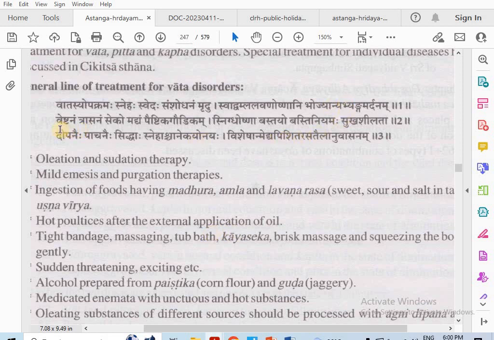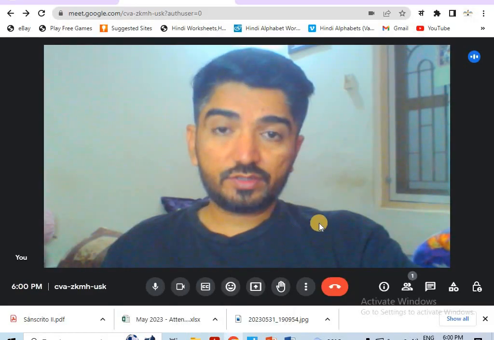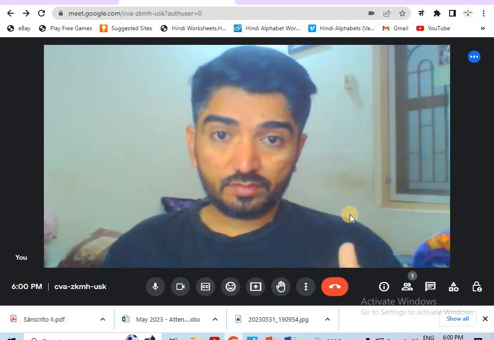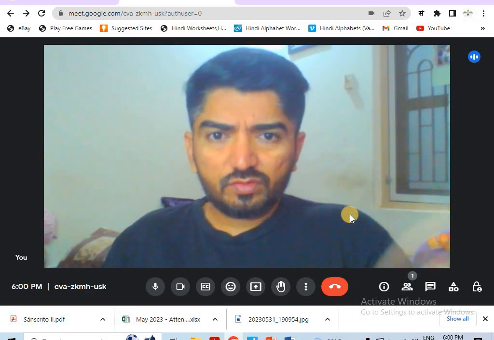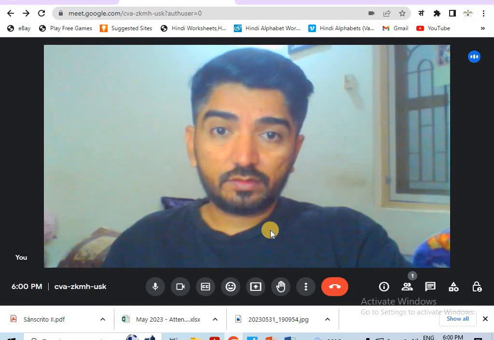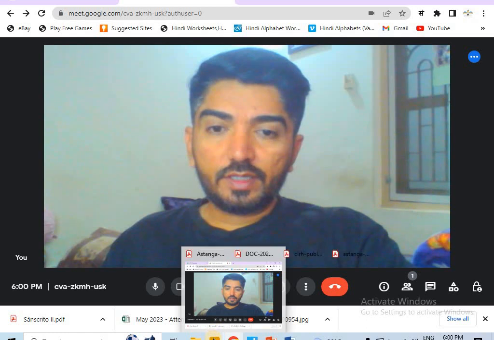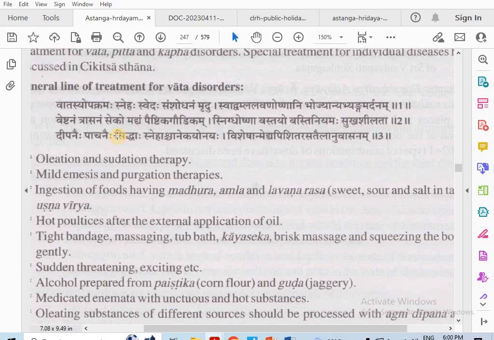Then in the second shloka, Veshtanam Trasanam Sekaha Madhyam Peshtika Gaudikam. Number one we have Veshtanam. So Veshtanam is actually covering the body parts, right? Here they said tight bandage of the body or body parts. Then we have Trasanam. Trasanam is actually frightening the person, giving fear to the person. That is also one type of therapy for vitiation of vata. Then next we have Sekaha.